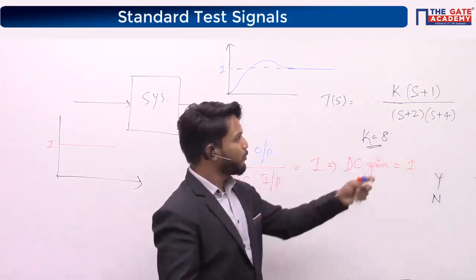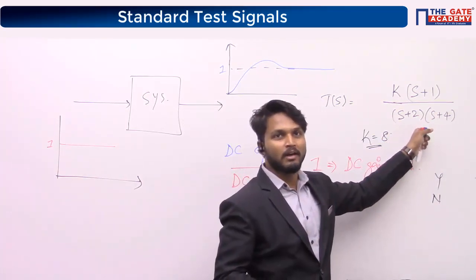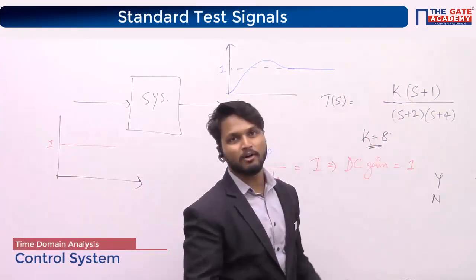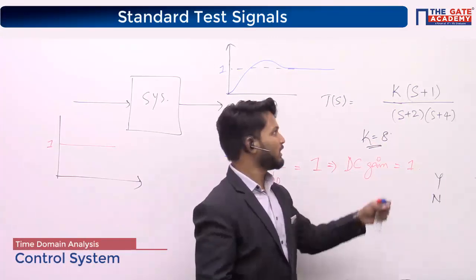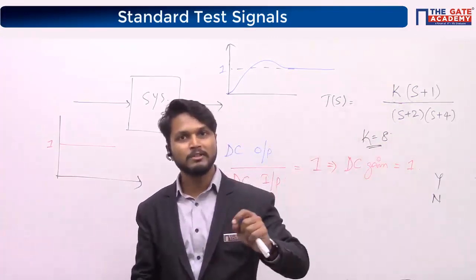See, this is in pole-zero form, right? Only in time constant form, this constant is equal to DC gain, right? Yes or no? Only in time constant form, this constant is equal to DC gain, not in pole-zero form.